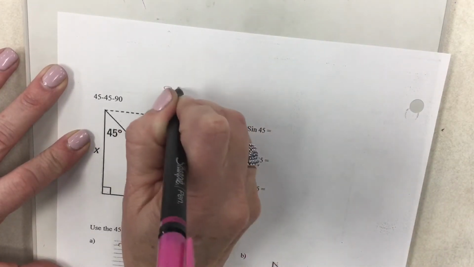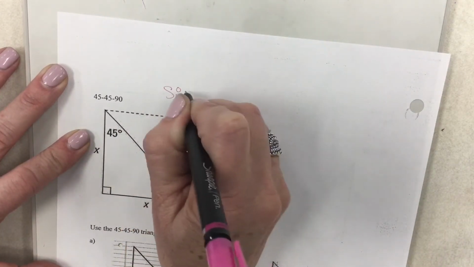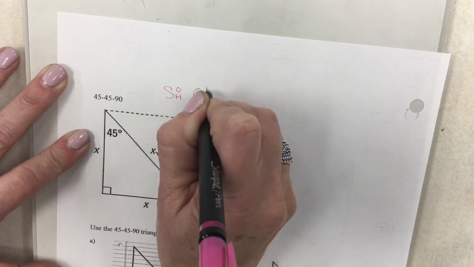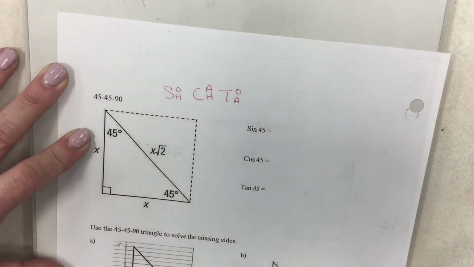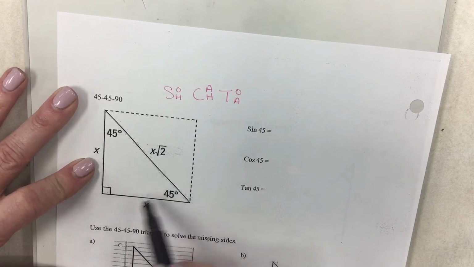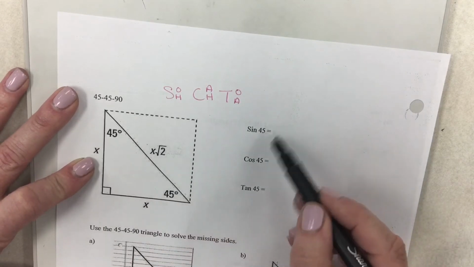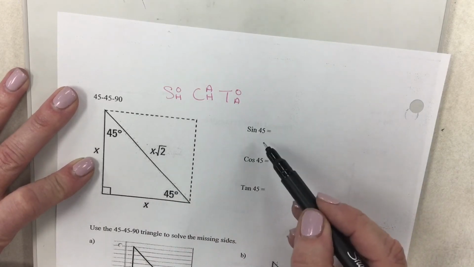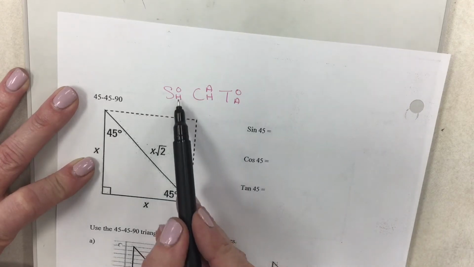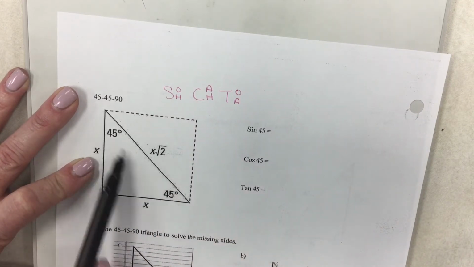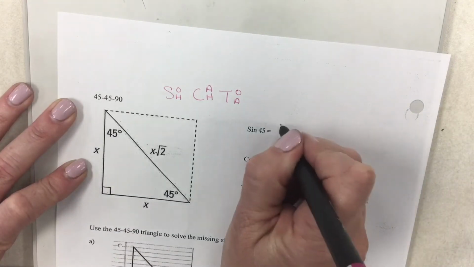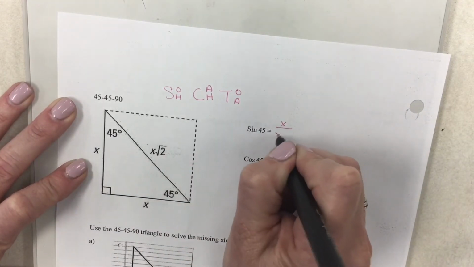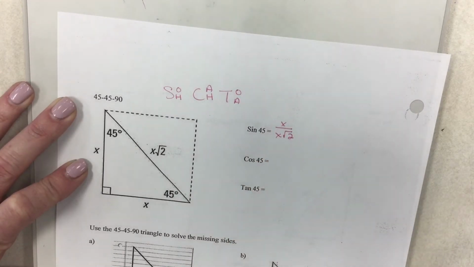So sine, according to SOHCAHTOA, is opposite over hypotenuse, cosine is adjacent over hypotenuse, and tangent is opposite over adjacent. So if I have sine of 45, I want to represent that as a ratio, a comparison of the side lengths. Sine is opposite over hypotenuse. Does it matter which 45 I use? No, it's going to be exactly the same. So opposite is x, hypotenuse is x times the square root of 2.